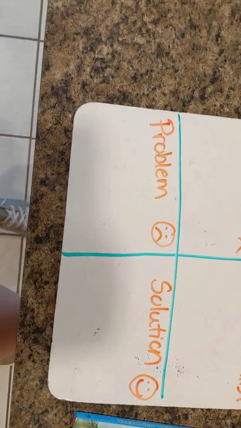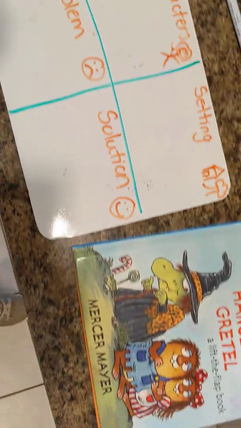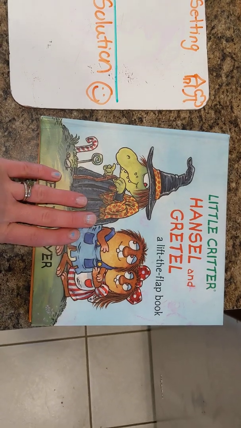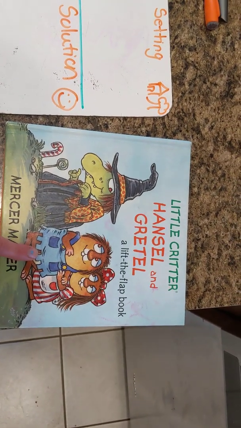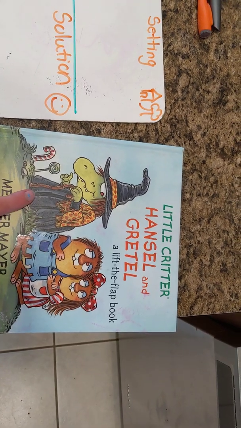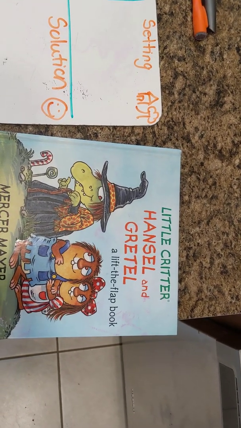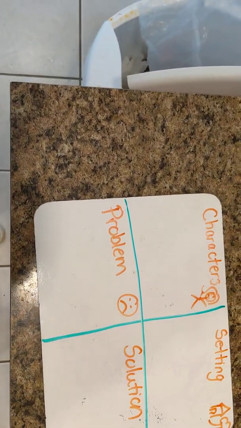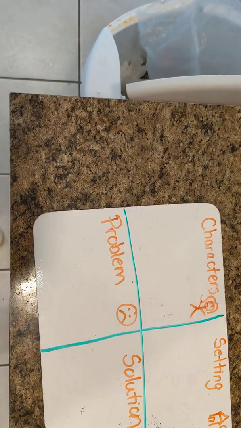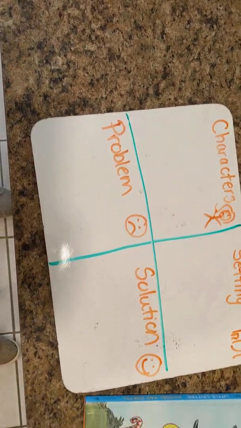Problem. So problem is what is wrong with the story. In this story, Hansel and Gretel, the problem is that the witch wants to eat the children. She wants to cook them and she wants to eat them. So that is a problem. Okay? So that's what we would say for problem. We would say the problem is that the witch wants to cook and eat the children.